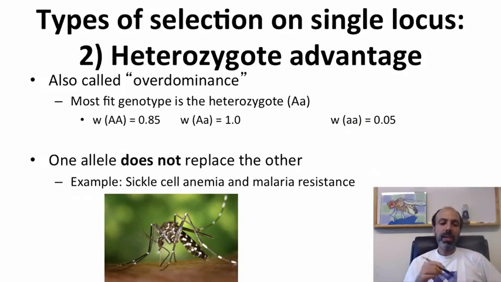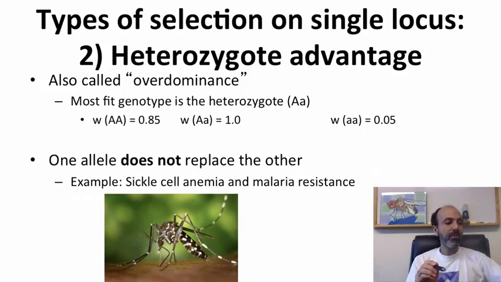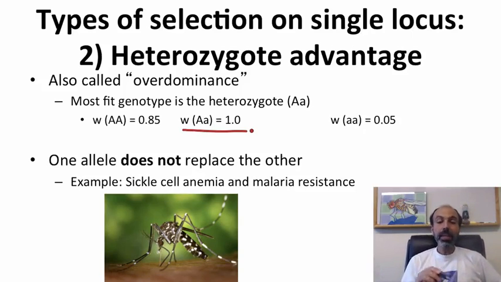This is the case of heterozygote advantage. This is often called overdominance. In that particular case, the most fit genotype is the heterozygote, or the big A, little a. So this one is more fit than both kinds of homozygotes. The two homozygotes may differ in fitness from each other, but the highest fitness is associated with the heterozygote. Okay? In this case, unlike with directional selection, one allele does not replace the other. This does not lead to monomorphism over time.